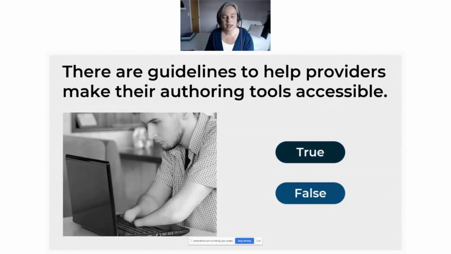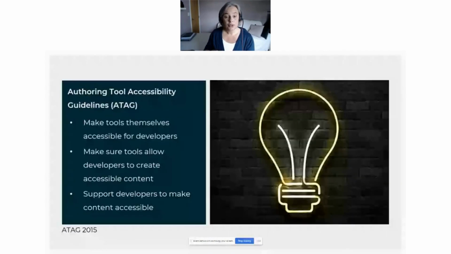Okay, so the answer is true. You may be surprised to find out that there are actually accessibility guidelines to help providers make their authoring tools accessible and also make the content they produce accessible. So they're produced by the World Wide Web Consortium, W3C, which we talked about earlier.